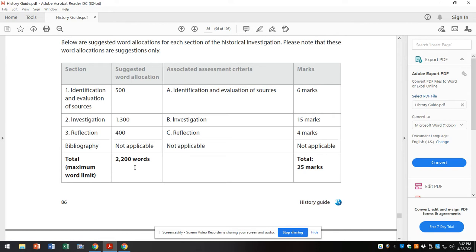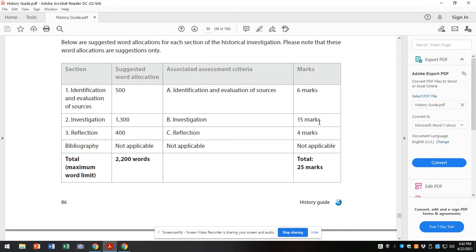Can't be longer than that. The spread of these words in the different sections is totally up to you. But the recommendation for the OPCVL is 500 words. Some of you wrote longer than that, and it's very good analysis. That's fine. 1,300 is the recommendation for your investigation. The reflection recommendation is 400 words.